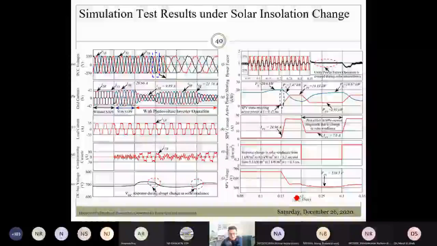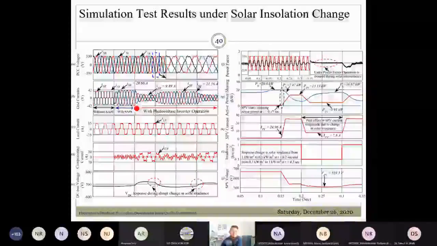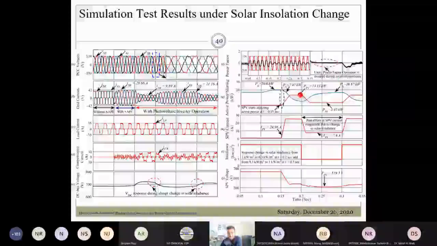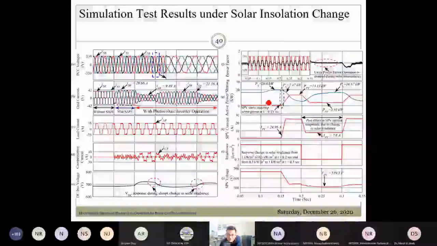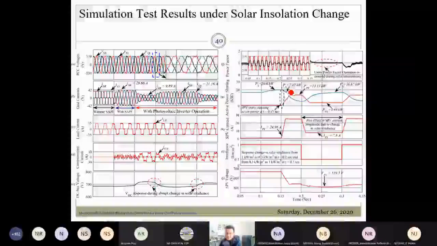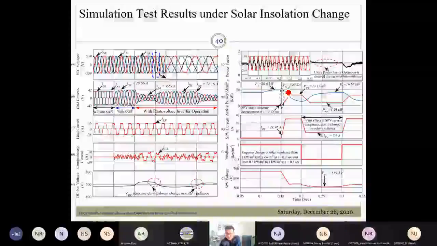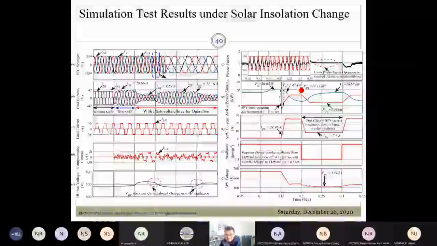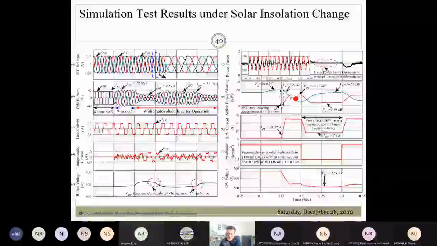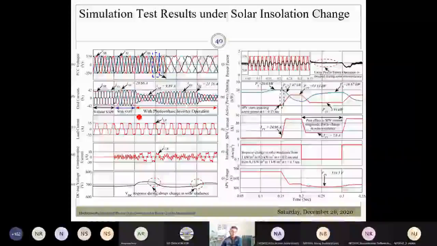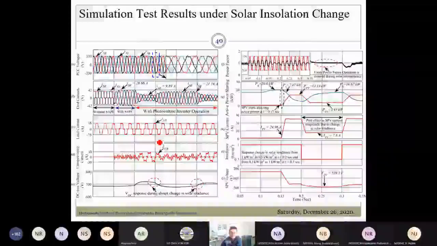At t equal to 0.15 second, the PV inverter is enabled, and as a result, the power supported by the utility grid is reduced. I want you to pay attention to plot G, the active power sharing. The active power supported by the utility grid is reduced from 20.6 kilowatt to 7.47 kilowatt. This is due to the fact that the PV inverter injects an active power of 13.13 kilowatt. So this confirms the active power injection into the utility grid.